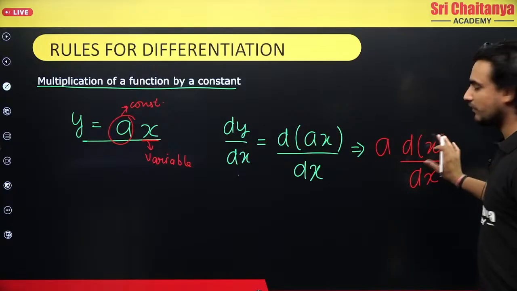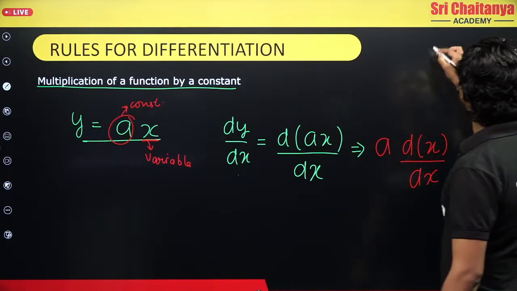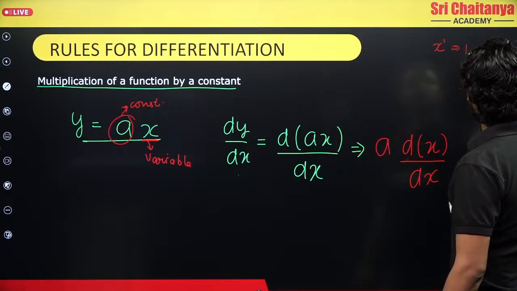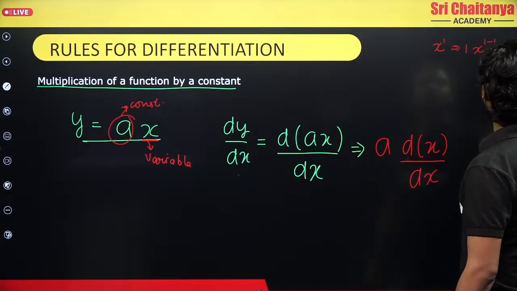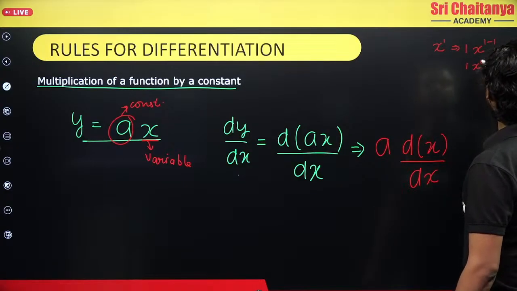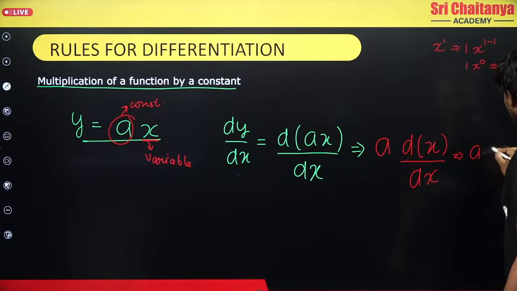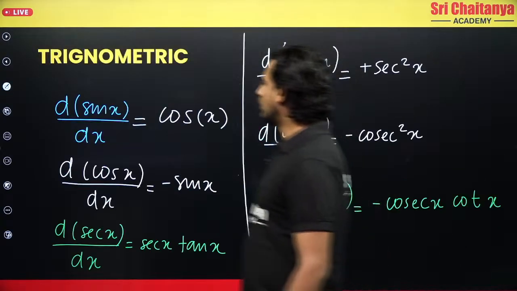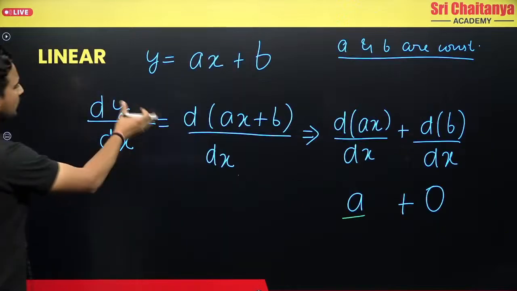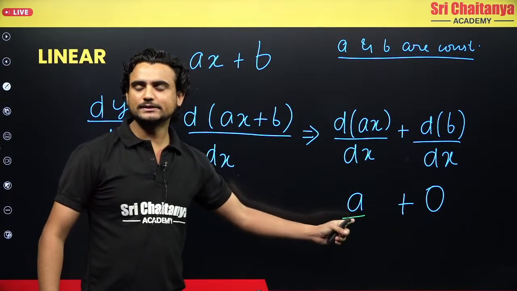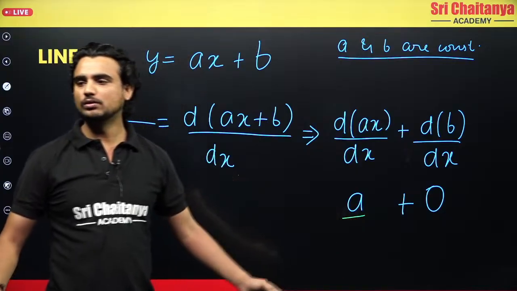Now what is differentiation of x with respect to x? Let's use the power function x power n: this n will come forward and I will subtract 1 from the power. So this will become 1 times x power 0, and x power 0 is 1, so this gives me 1. This will become a into 1, which is equal to a. This is what we got in the linear function, and this is quite intuitive.